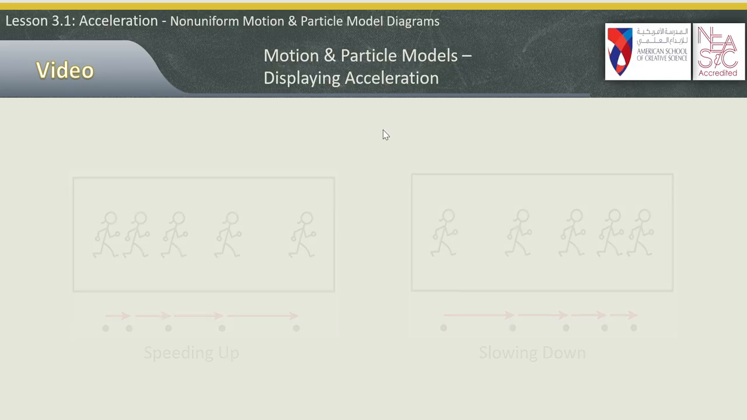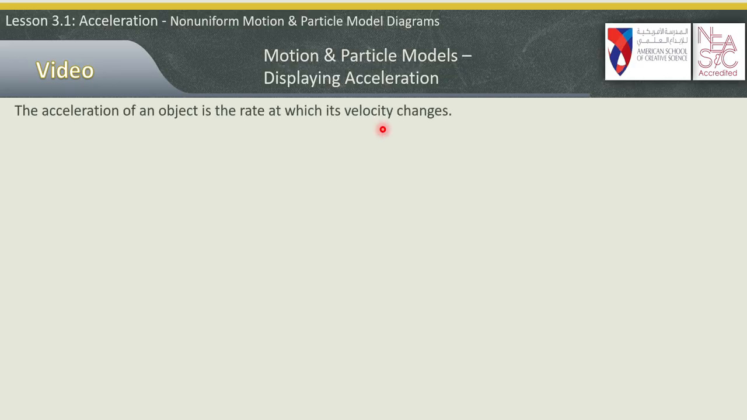Now let's learn how to draw the acceleration vector on a particle model diagram. Acceleration of an object is the rate at which its velocity changes. So if I want to find it for constant acceleration, alpha equals delta v over delta t, or we can say the change in velocity, delta v, which is the final velocity minus the initial velocity, over delta t, the duration.